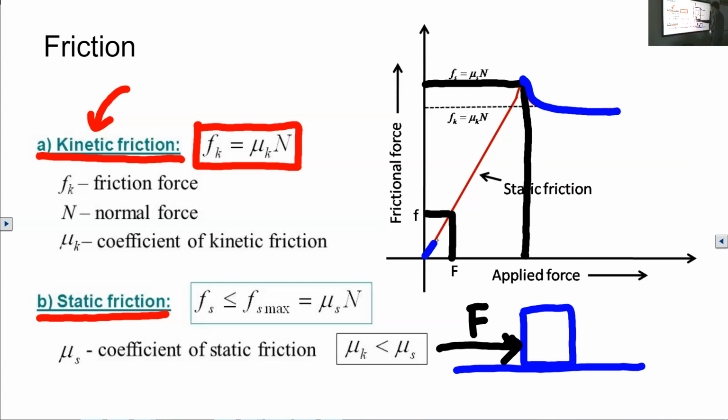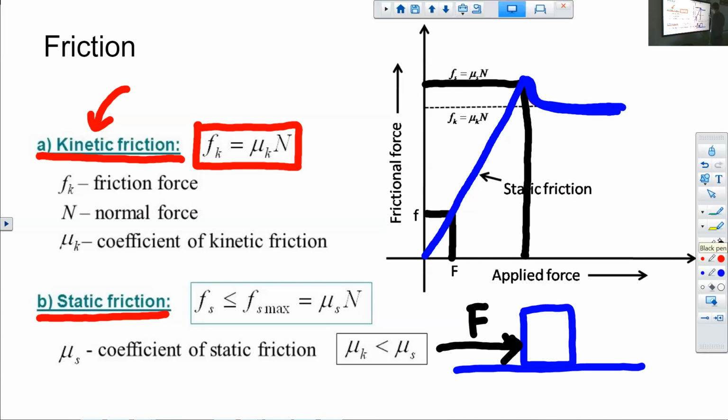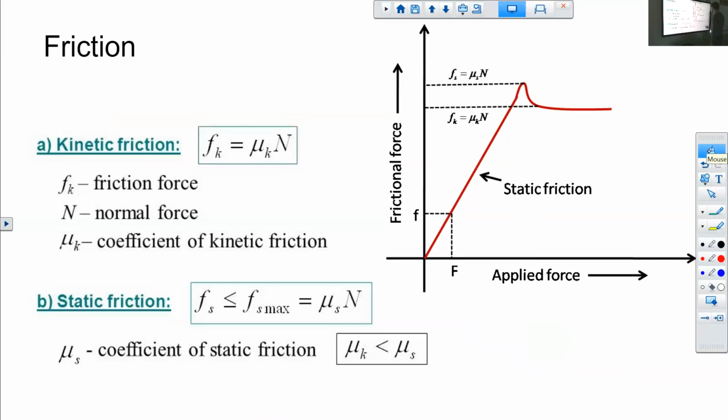So I can just push this block, it's not moving, push this block, it's not moving, push this block, it's not moving. Now it starts moving. Static friction versus kinetic friction. And that's all of the notes.